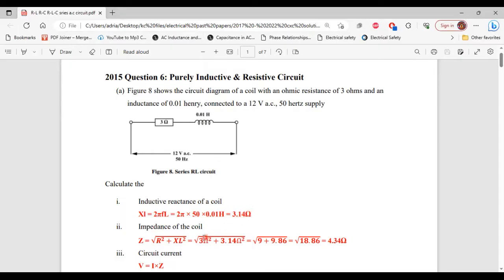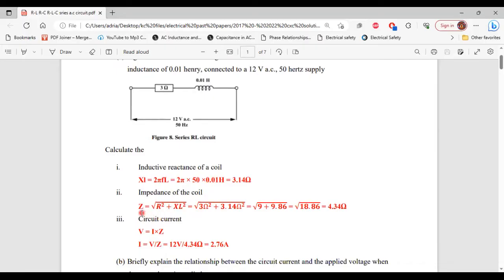For part 2, it says to calculate the impedance of the coil. So impedance Z is equal to the square root of R squared plus XL squared, equal to the square root of 3 ohm squared plus 3.14 ohm squared, equal to the square root of 9 plus 9.86, equal to the square root of 18.86, and that will give us 4.34 ohm, and that is the impedance of the coil.